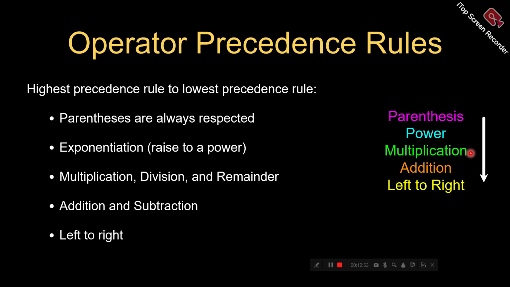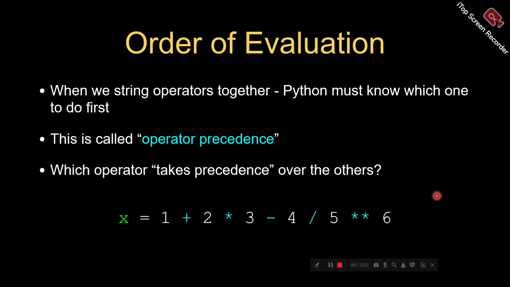Then it will do the multiplication or the division, whatever is there, and then addition. And every time it will start from left to right. So for example, in this expression, the highest precedence is the power, right? So it will resolve 5 raised to the power 6 first. Some value will come over here.